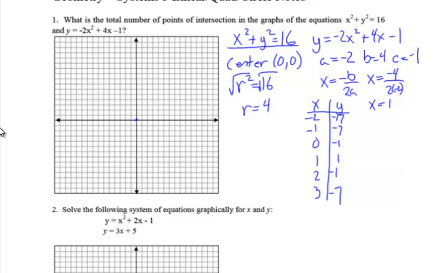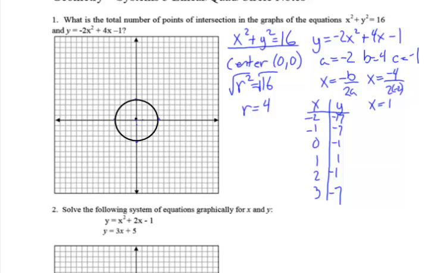Let's go back to the circle. Center 0, 0, radius 4. I go up 4, 1, 2, 3, 4. I go down 4, 1, 2, 3, 4. I go to the right 4, 1, 2, 3, 4. I go to the left 4, 1, 2, 3, 4. Use a compass. Circle tool here for us today. Oh, a little off. Okay. There we go.